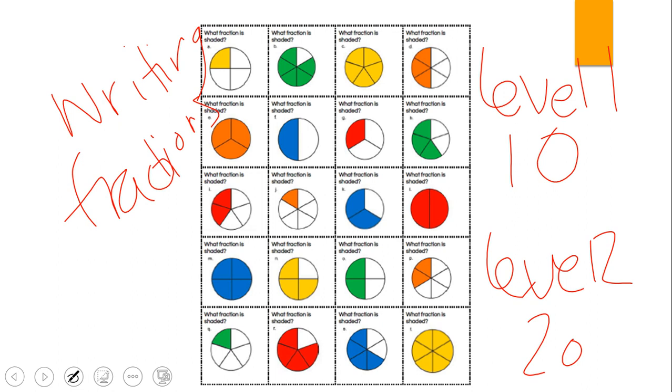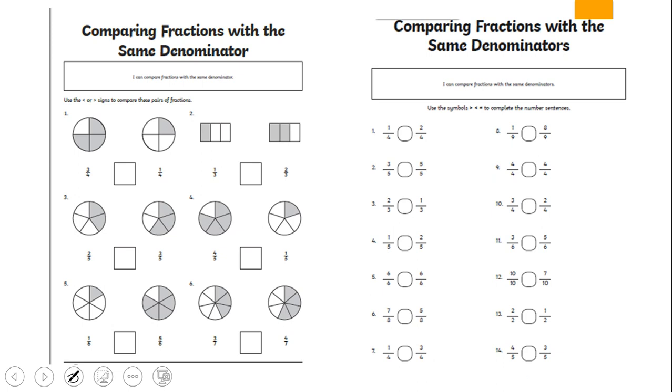All right? So level 1 is half the page. Level 2 is doing the whole page. So this one, there's not 2 pages to choose from. You choose your level. Then the last page is comparing fractions. So this is your comparing fractions page. You have page 1 and page 2.